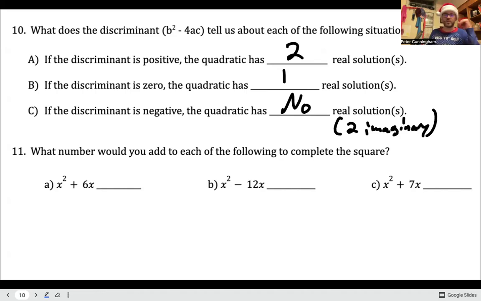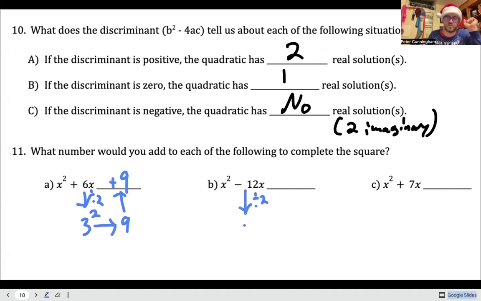What do we do to complete the square here? Remember, we got to divide the middle. So divide by 2, which would be 3. 3 squared is 9. So we would add 9 to the end there. Negative 12 divided by 2 is negative 6. Negative 6 squared is 36. So we would add 36 here.